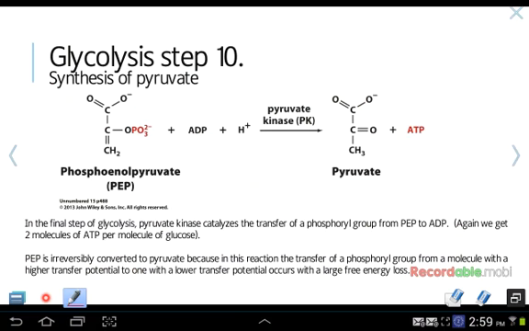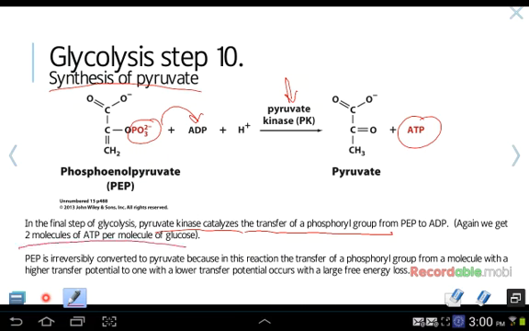Now, step 10, our final step of glycolysis, is the synthesis of pyruvate from PEP. In the final step of glycolysis, pyruvate kinase, right here, catalyzes the transfer of a phosphoryl group from PEP. From PEP, this phosphate group gets transferred to ADP to make ATP. Again, remember, because we have 2 molecules of pyruvate for every 1 molecule of glucose, we are going to get 2 molecules of ATP per 1 molecule of glucose.